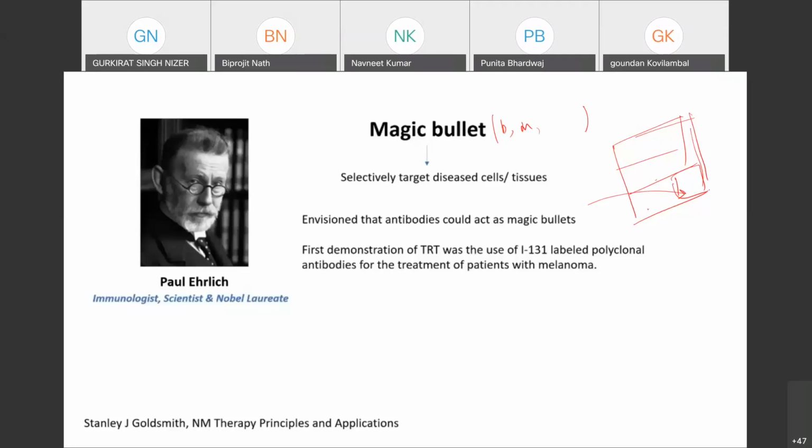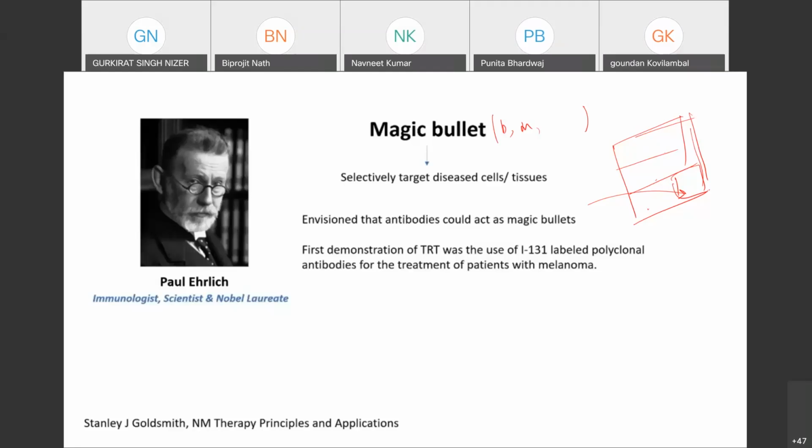But that's in the very initial era, the 1800s. How could he know about this concept at that time? Because as he was an immunologist, he knew how antibodies and antigens make complexes and how specific those interactions are. He had a great idea regarding those antigen antibody concepts. So that's why he envisioned that maybe antibodies can act as magic bullets in the later days, because at that time we had more polyclonal antibodies, we didn't have monoclonal antibodies. But he thought that in future we can use these antibodies as a magic bullet.